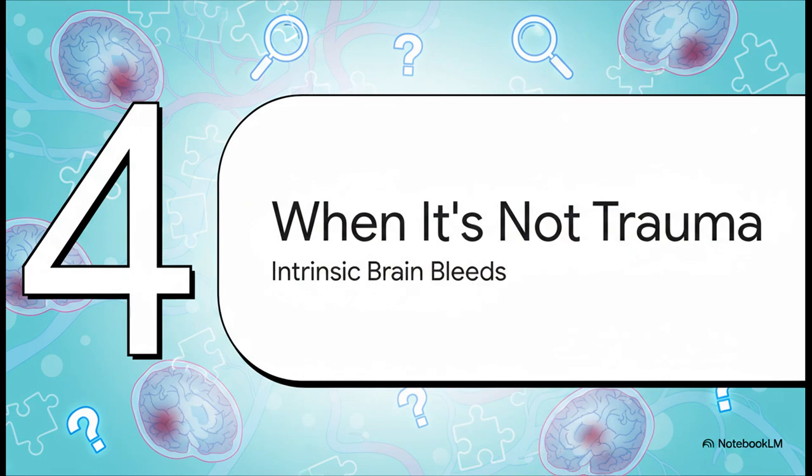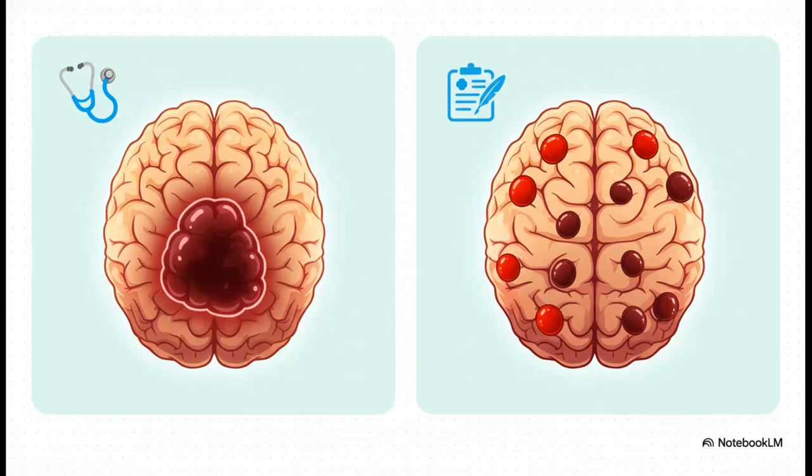So, up to now, we've been focused on injuries from an outside force, but sometimes the bleed starts from within the body, due to an underlying medical condition. Let's look at how we piece together those clues. In these cases, the patient's history is everything.